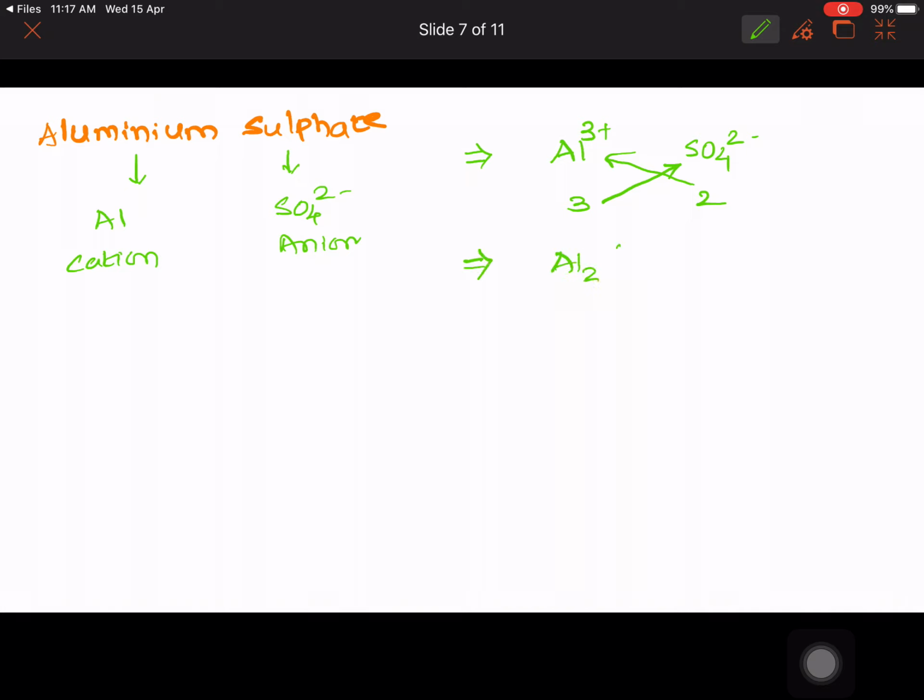Al2 and SO4 taken 3 times. Since sulfate is a polyatomic anion, I placed it in brackets. The formula of aluminium sulfate is Al2(SO4)3. Aluminium sulfate. What else shall we practice? Let's take barium chloride.